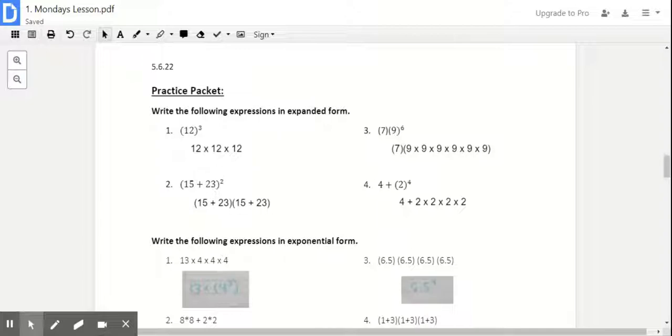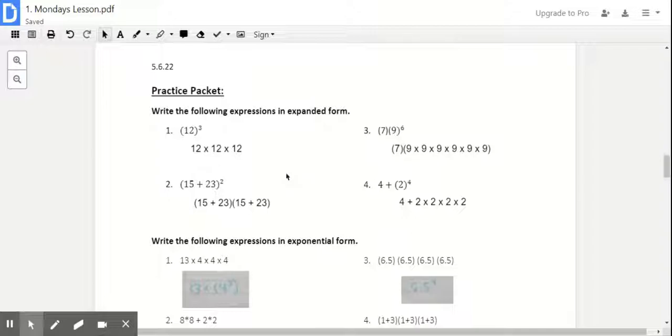2, 15 plus 23 to the second power. Why did I not just put 23 multiplied by itself twice? Exactly, because 15 plus 23 is a group in the parentheses. So this is the base that is going to be multiplied by each other 2 times. So 15 plus 23 in one group multiplied by 15 plus 23 in another group.